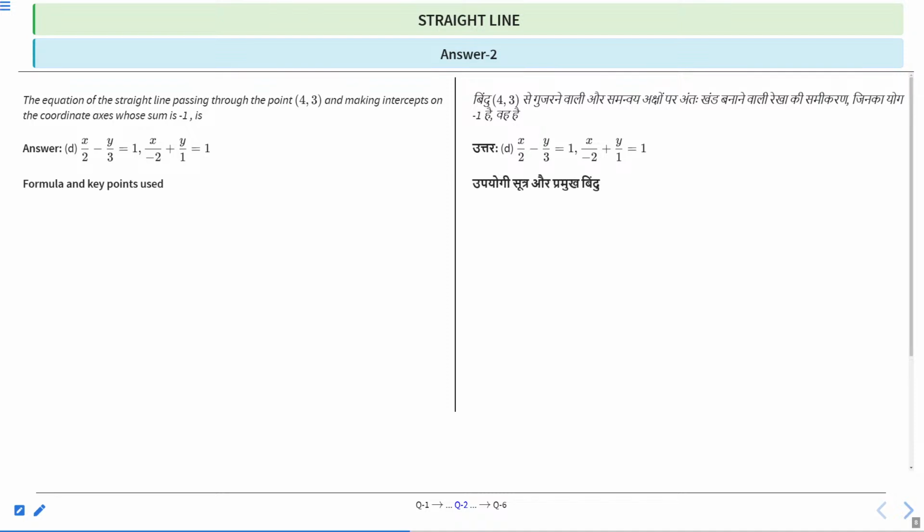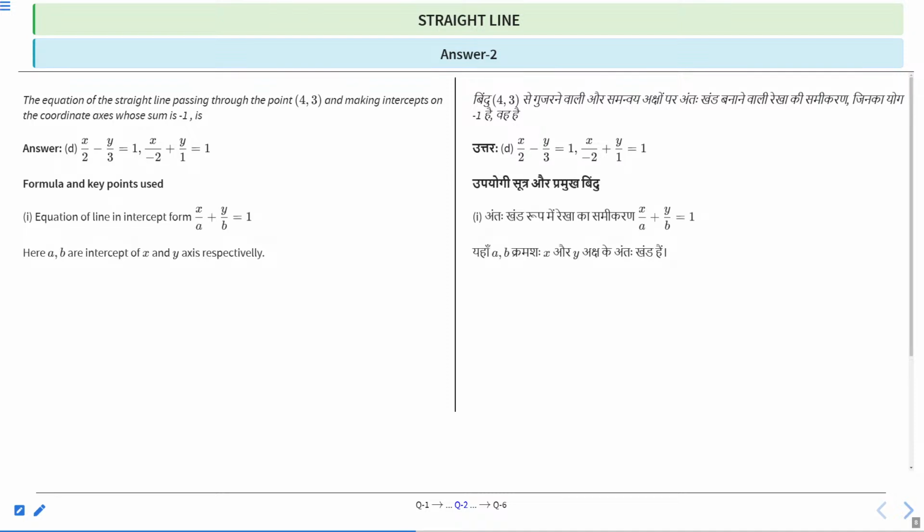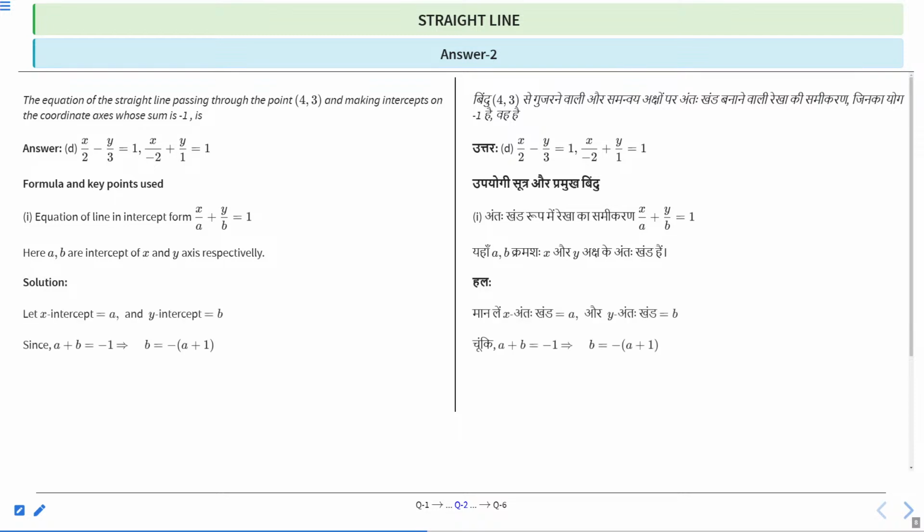The formula and key points we will use in this question: the equation of the line in intercept form, we know that x by a plus y by b is equal to 1, right? Here a, b are the intercepts on the x and y axis respectively. So let the x intercept be a and the y intercept be b. Now since a plus b is equal to -1, therefore b is equal to -(a plus 1). Therefore the equation of the line is x by a minus y by (a plus 1) is equal to 1.